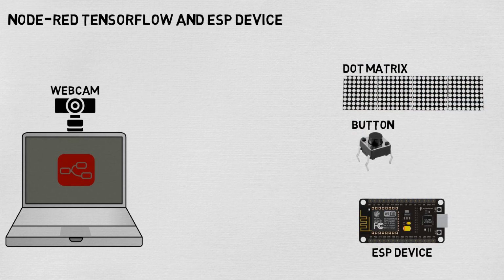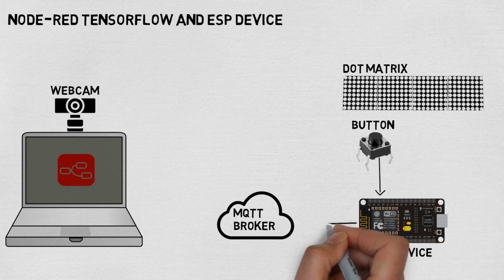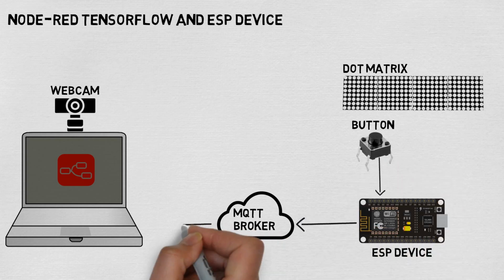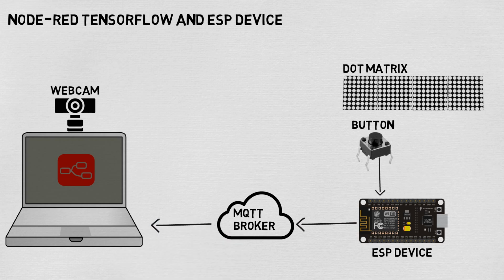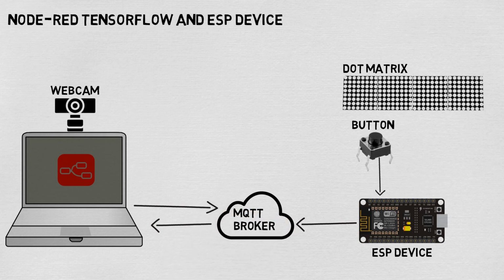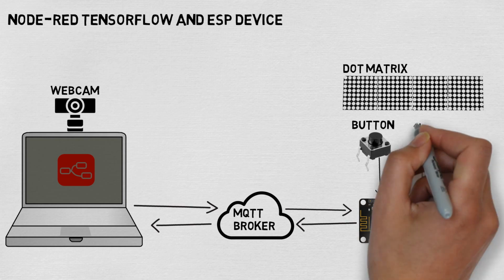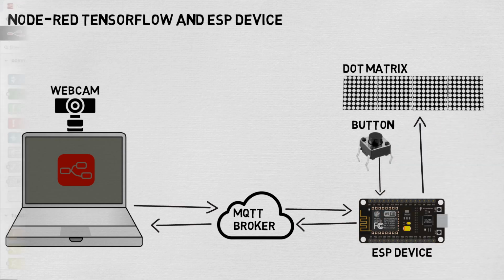And we use MQTT protocol as communication between ESP device and Node-RED. If button pressed, ESP will publish a trigger message to MQTT broker. Then Node-RED will receive the trigger message and capture the camera, and then start to analyze the captured image. The recognition result will be sent to MQTT broker as message. ESP will receive the message and show to dot matrix.